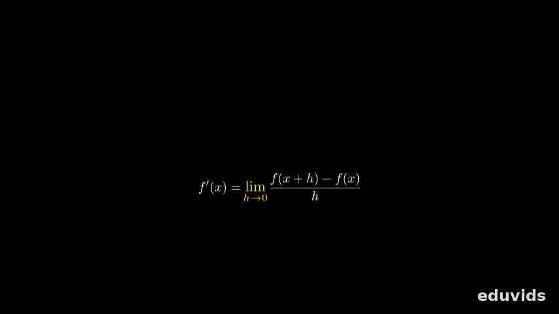Think of a magnifying glass. We're zooming in so close on the curve that it looks like a straight line. And the derivative reveals that line's slope.